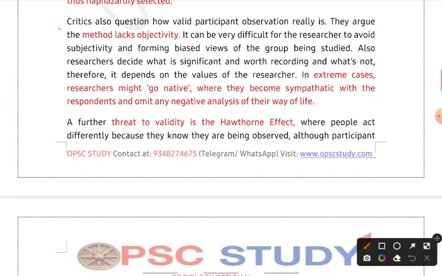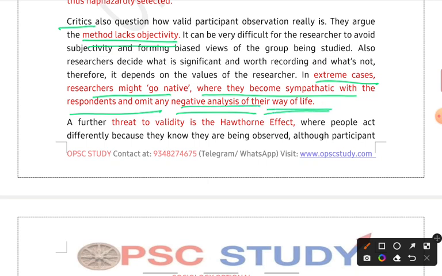Then critics say the method lacks objectivity. In extreme cases, researchers might go native, where they become sympathetic with the respondent and omit any negative analysis of their way of life. Bias might come when he is too involved in that particular institution, right? If he attaches his values or his bias, then the objectivity of that particular research is lost.